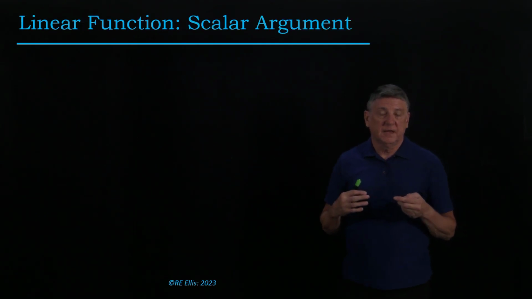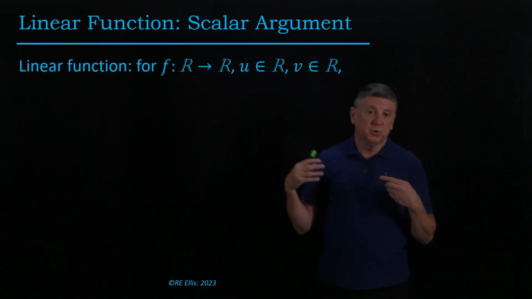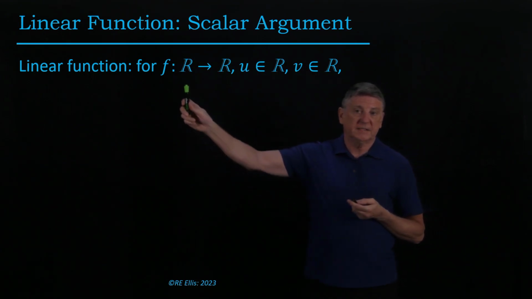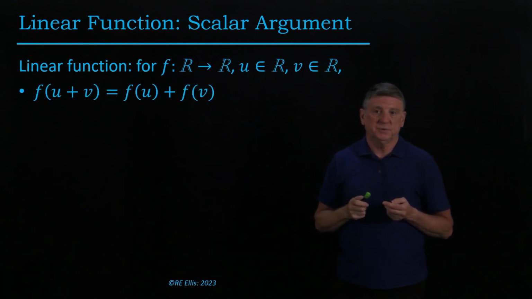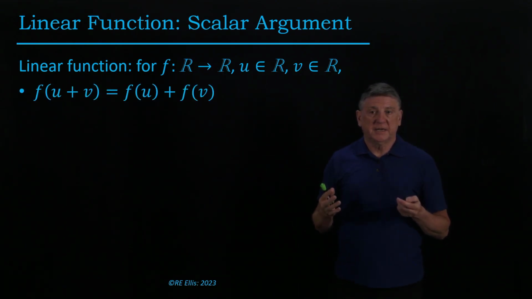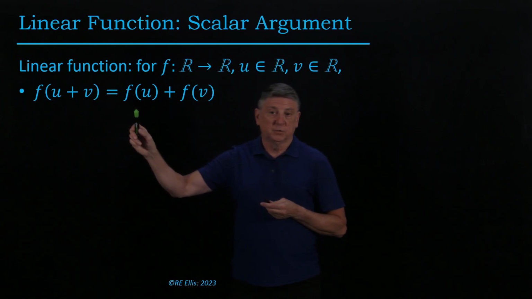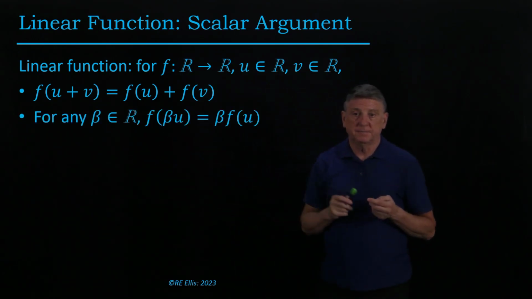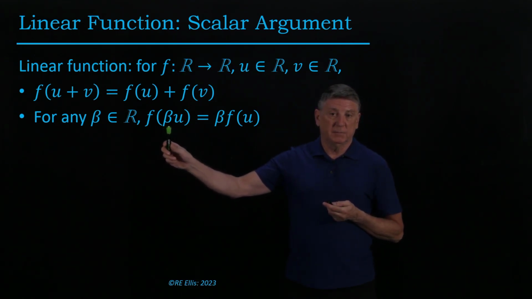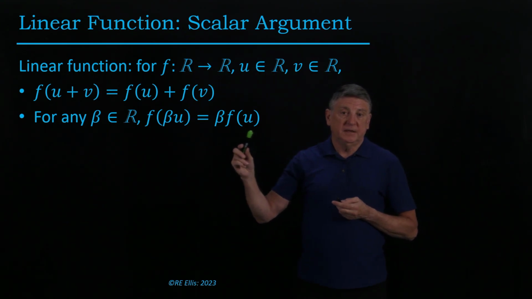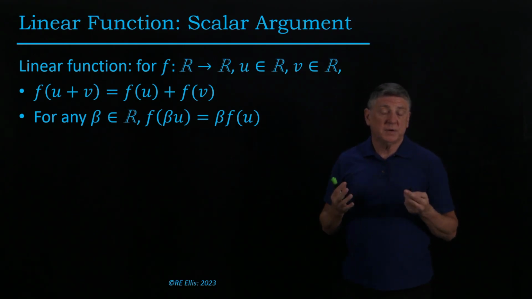A linear function is a particular kind of function. It has to satisfy a couple of properties. So let's work first with a scalar function. So that's mapping a real number to a real number. Suppose u and v are any real numbers. The first property of a linear function is that if we map the sum of u and v, that equals the result of mapping u and mapping v. And if we have any real number beta and we scale u by that real number, that has to be the result of mapping u and multiplying by beta. So that's what it means to be linear.